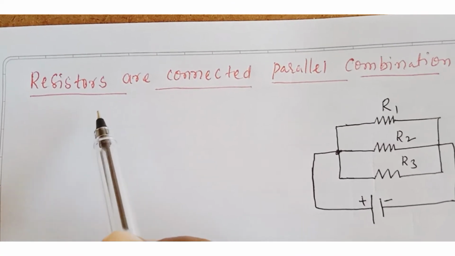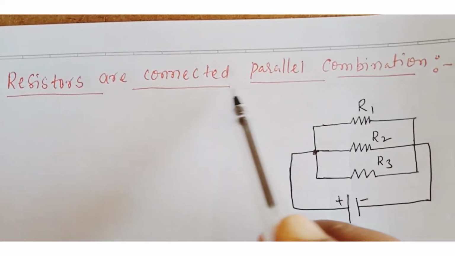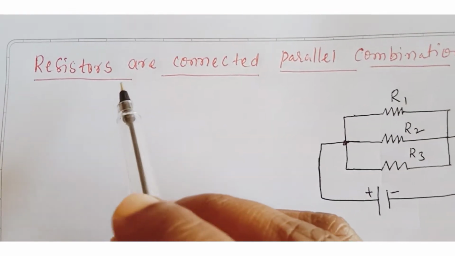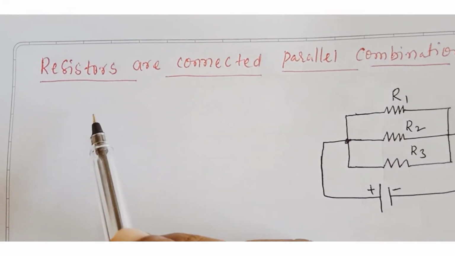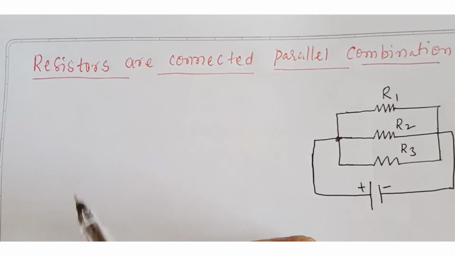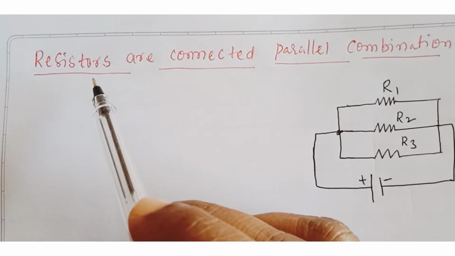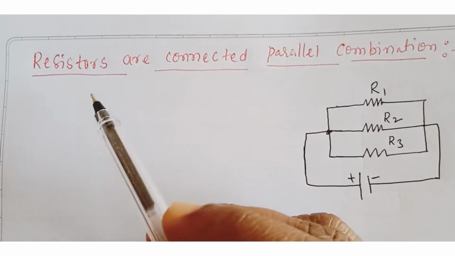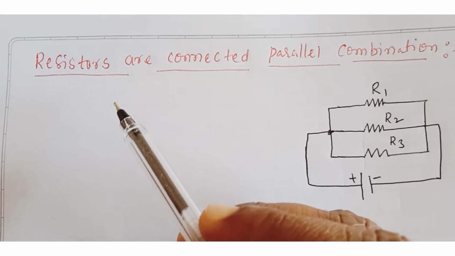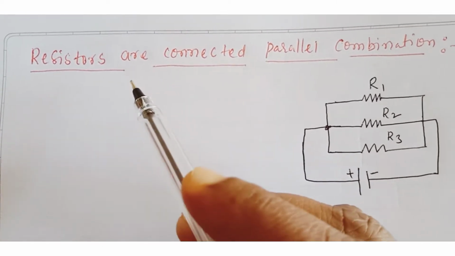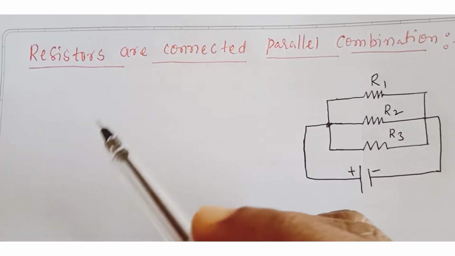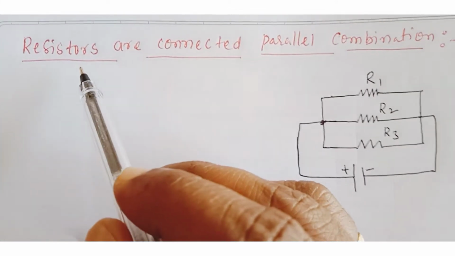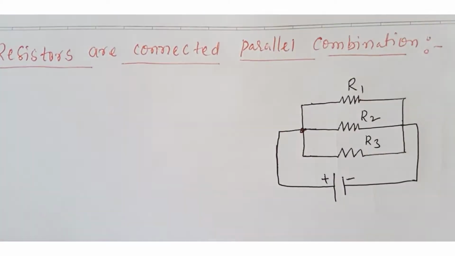Morning students. In this session we discuss resistors connected in parallel combination. In our previous class we discussed what is meant by resistor, the units of resistance and the symbol of resistance. After that, resistors connected in a series combination. Three resistors R1, R2, R3 connected in series, and the effective resistance is simply R1 plus R2 plus R3. Now, in this session, we discuss resistors connected in parallel combination.